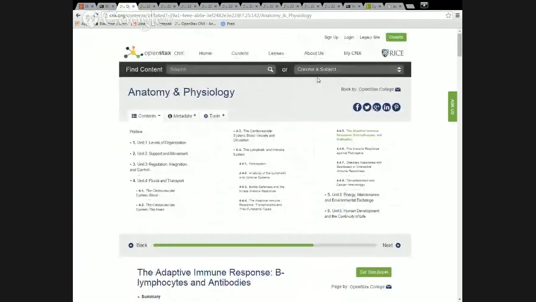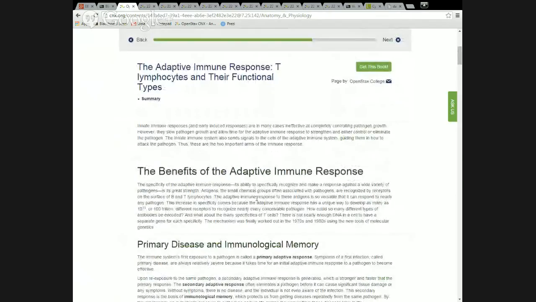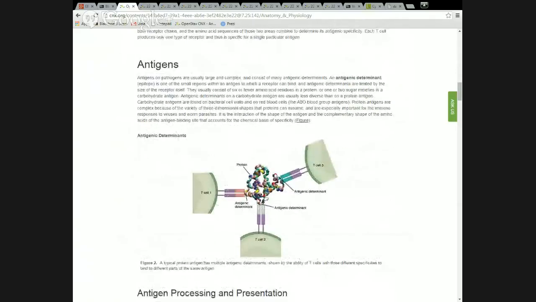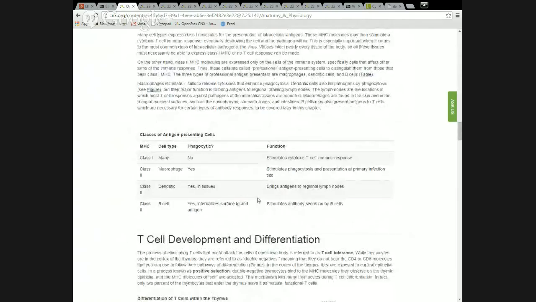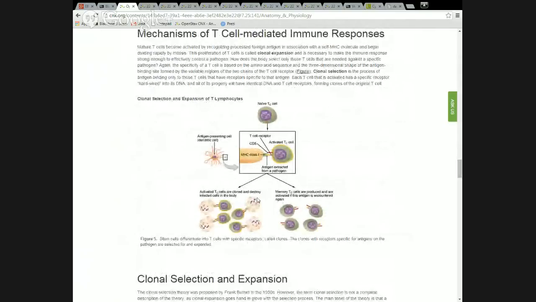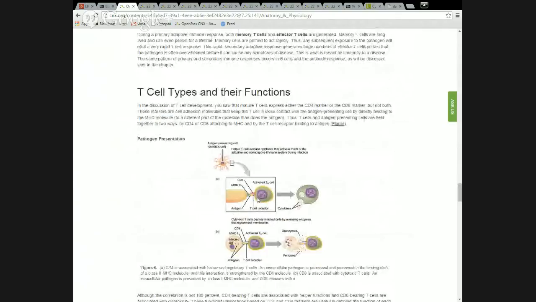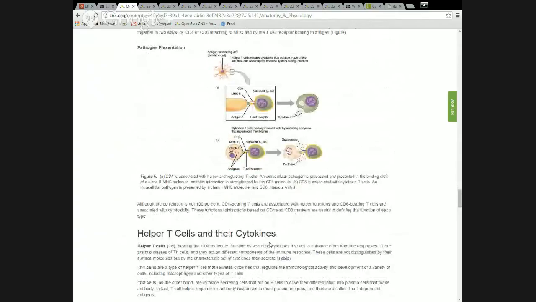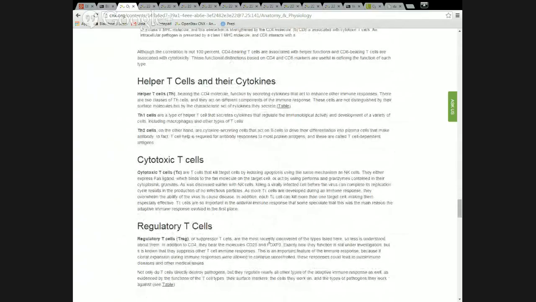Now, another thing about the book that I want to go back to, which I kind of skipped over, I want to tie this into the Jasper Lawrence story. So somewhere down here, it has T cell types and their functions. And I showed you this picture before, which is really just about the helper T cells and the cytotoxic T cells. But they actually mention a third type of T cell.